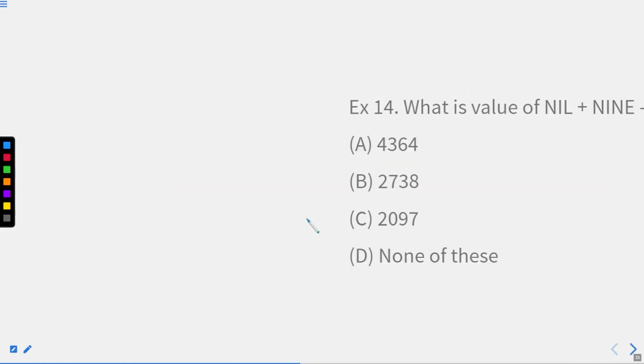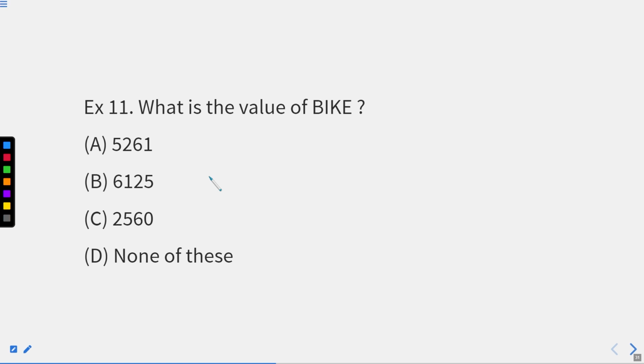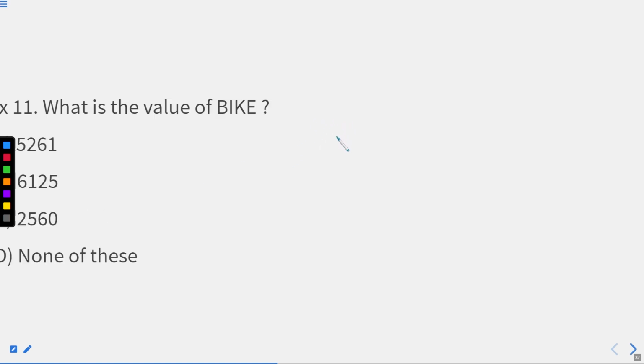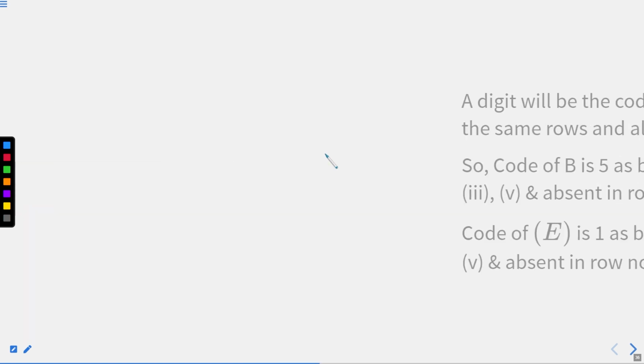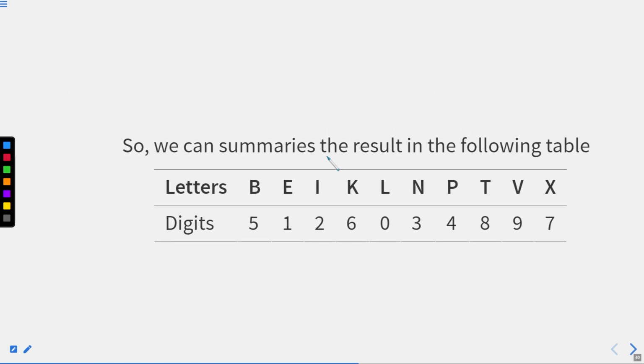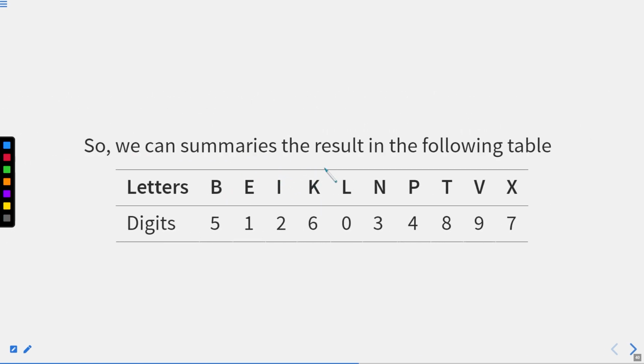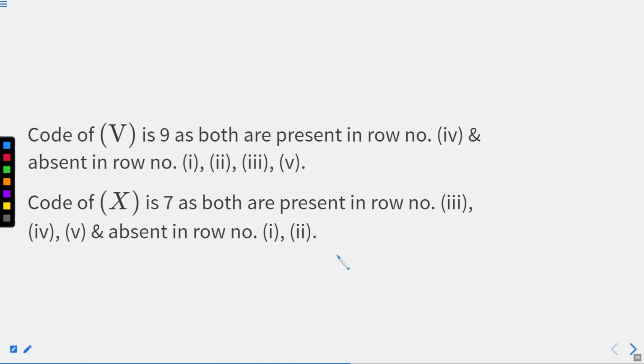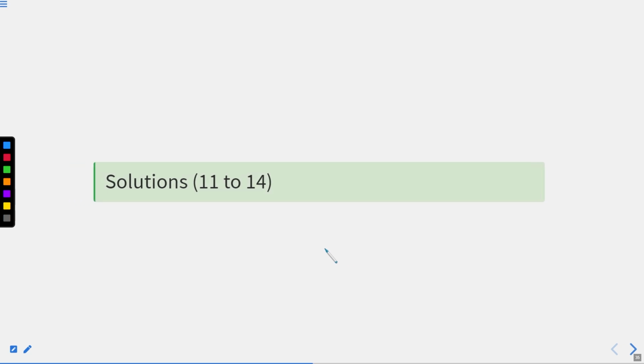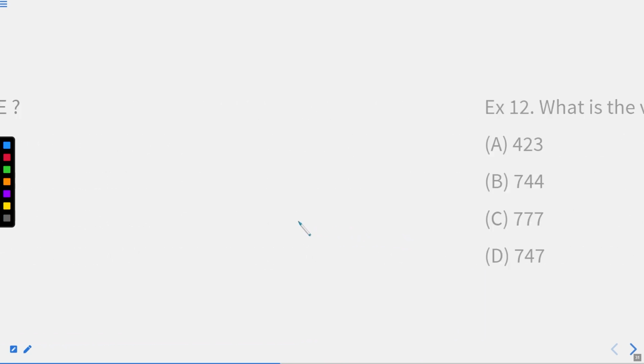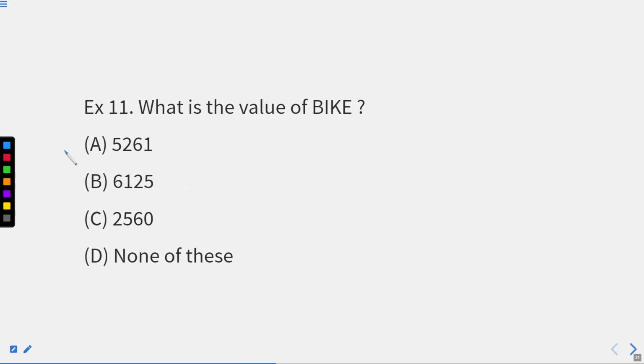Right? I'll directly take you back to the question. That is question number 11. Find the value of bike. B-I-K-E. Right? For B we have 5. For I we have 2. For K we have 6. For E we have 1. 5261 is our answer. Just check whether this option is there or not. Here you can see option number 1.